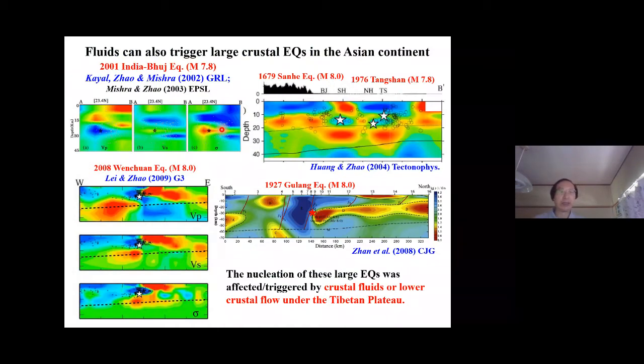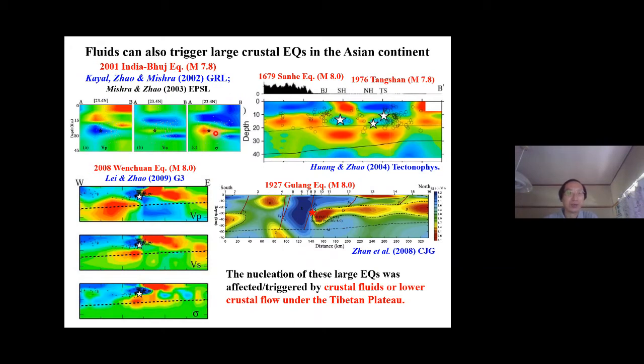So this is a result done by Professor Kayal, myself, and Dr. Mishra, first published in 2002 in the GRL paper. We also published more detailed results, including the content fraction of fluids and the crack density, by Dr. Mishra and myself in EPSL. This work was done when Dr. O.P. Mishra was a PhD student at my lab in 2002. In 2001, I think, Professor Kayal also came to visit my lab, as he just mentioned.